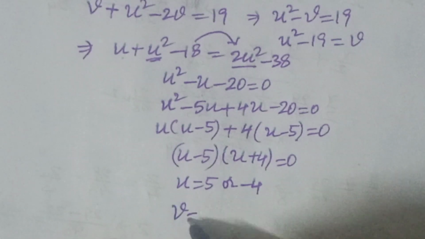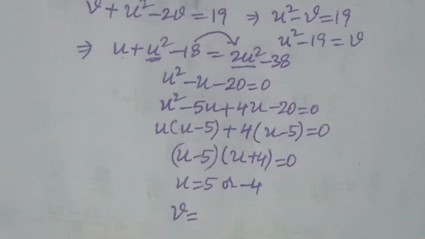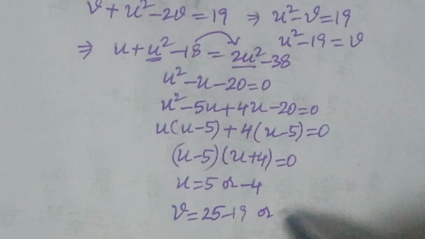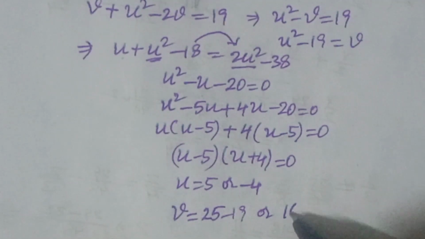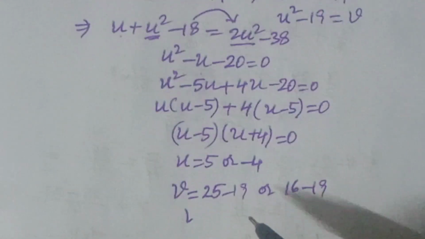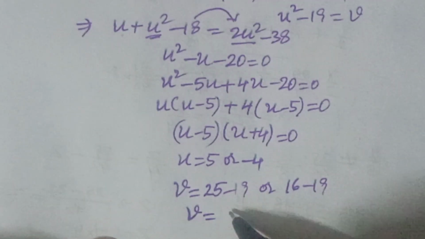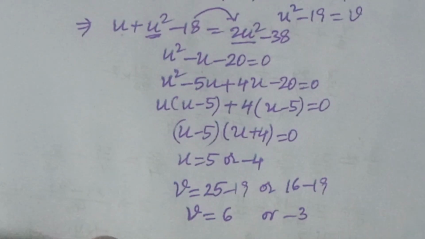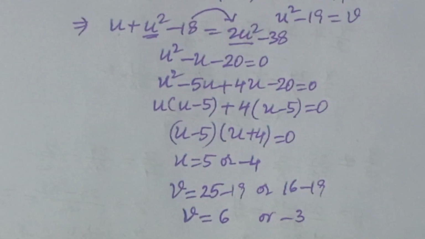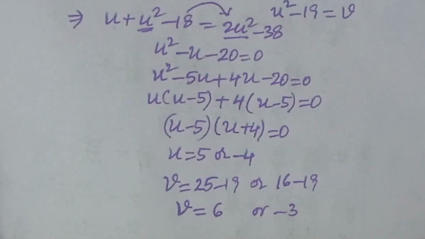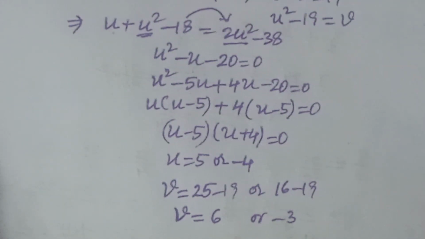Then v will be u square minus 19: 25 minus 19, or here 16 minus 19. So 25 minus 19 means v value is 6, or minus 3. V value is 6 or minus 3. So here you can solve this. We are replacing the values of x and y.